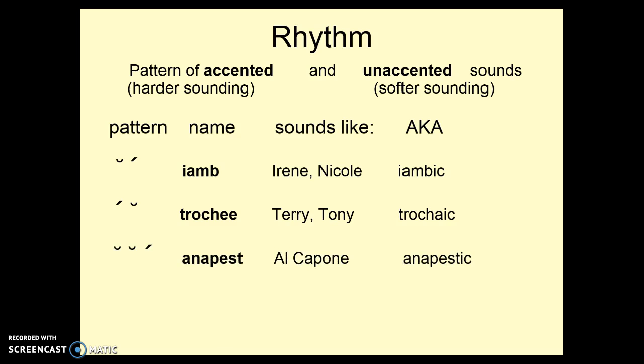Anapaests are, if you can hear the words Al Capone, Al Capone, it's a certain rhythm, da-da-da. And again, it's a tripling effect, whereas a dactyl is the opposite. It's harder on the first part of the three syllables of the word. Christopher, da, da, da. And so when poets use rhythm, if they do, they are creating a song-like quality to the poem. And that also affects tone.